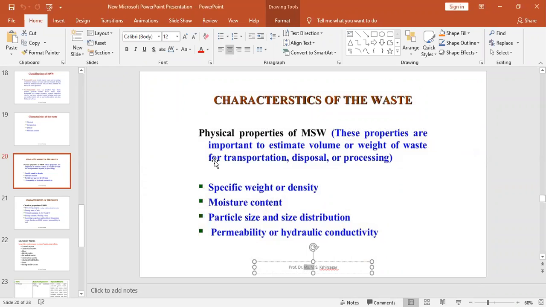Do you understand? If in one of the containers you have kept some amount of solid waste, and then some precipitation is there, whether that liquid is passing away from that municipal solid waste, or whether it is absorbed by that particular municipal solid waste, that is nothing but the hydraulic conductivity or the permeability of that municipal solid waste.